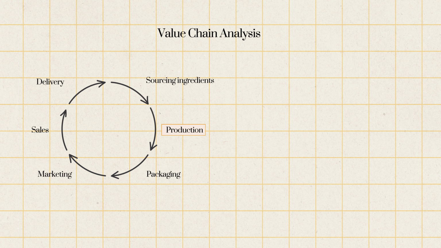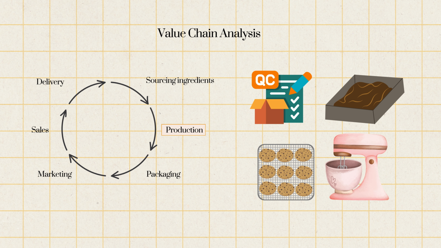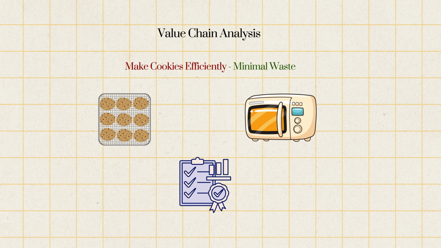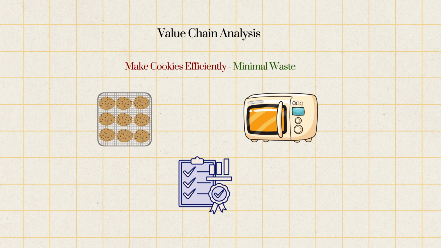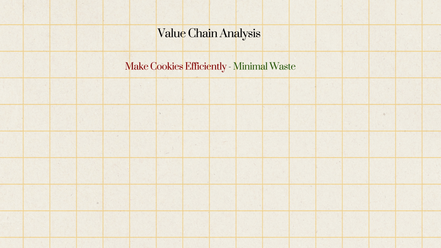The next step is production, where key processes like mixing, baking, cooling, and drying take place. The goal is to make perfect cookies while minimizing waste. To achieve this, she adopted batch production, invested in low-energy consumption tools, and implemented regular quality checks.